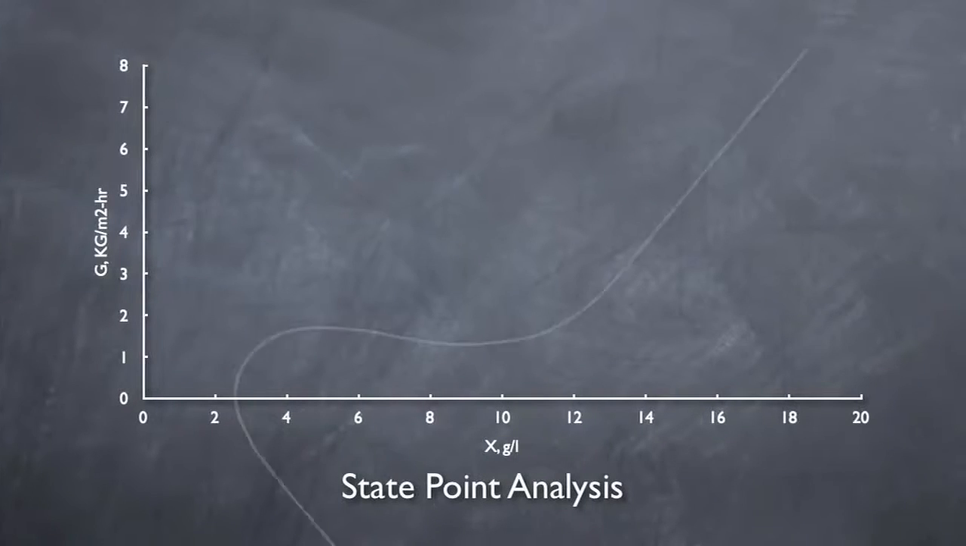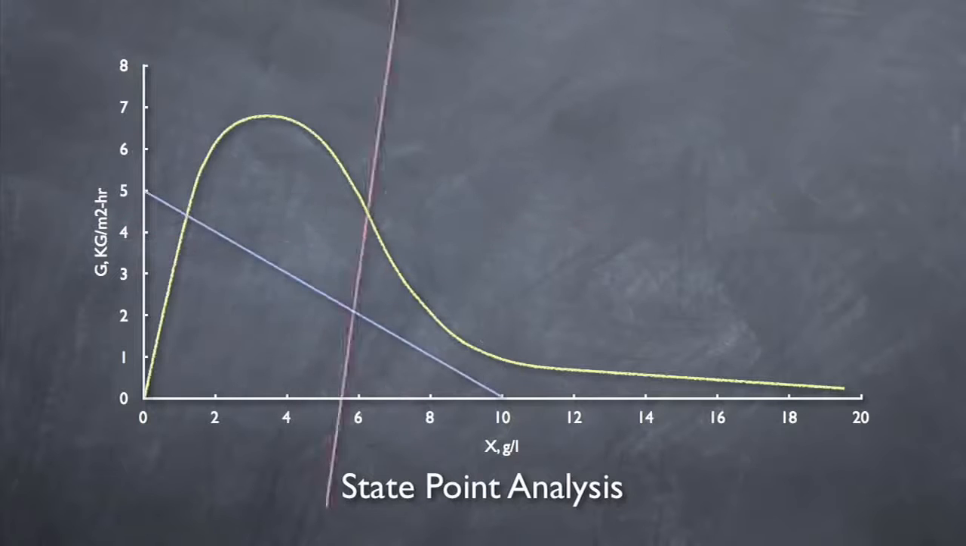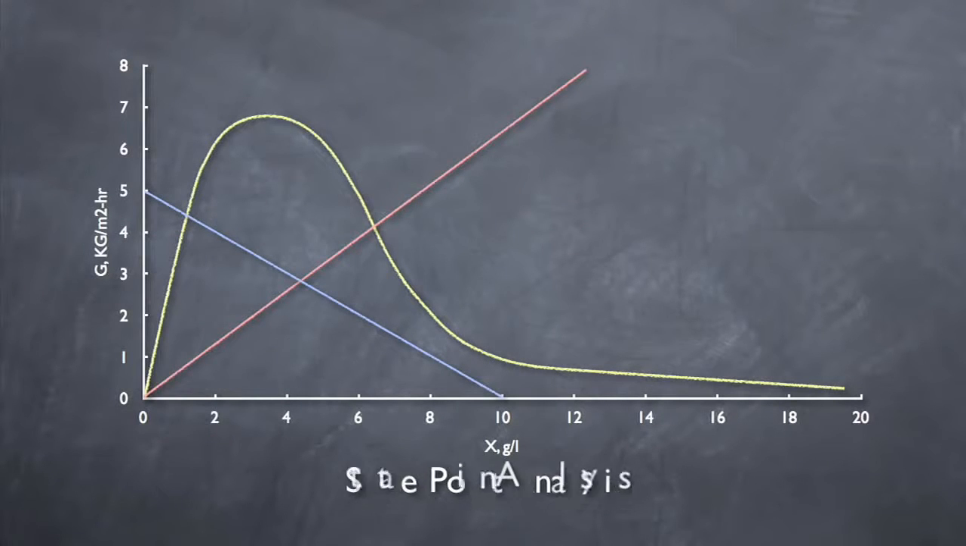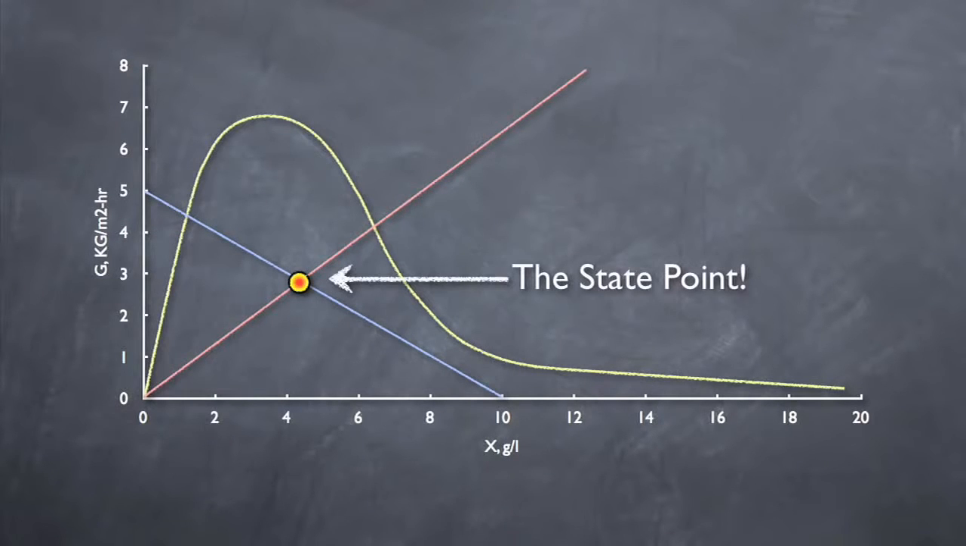Putting all the pieces together, we have our full state point diagram. So, how do we use it? We start by defining the actual state point. This is the point where the overflow rate line and the underflow rate line intersect. To ensure proper clarification, we want to make sure that this line falls underneath the settling curve.